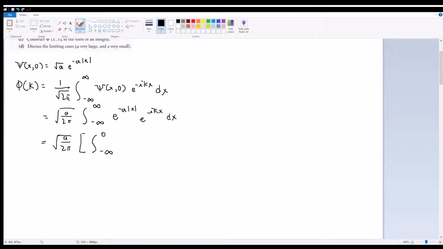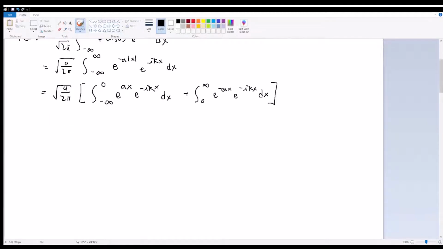So x here is always negative. However, because we have an absolute value of x, the always negative x's are always going to be positive x's. So e to the ax instead of e to the negative ax to account for that fact, because if we get rid of the absolute value, then x is always going to be negative, and that negative sign is going to be retained, and then we have e to the negative ikx staying the same. And then we have an integral from 0 to infinity. This time we don't change anything, we just get rid of the absolute value signs, e to the negative ax, e to the negative ikx.